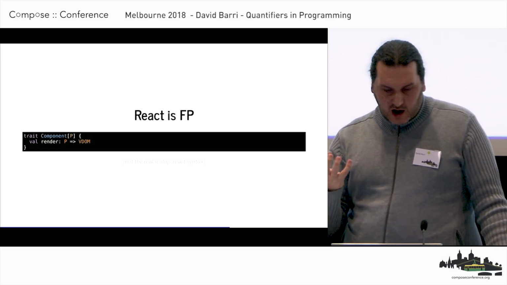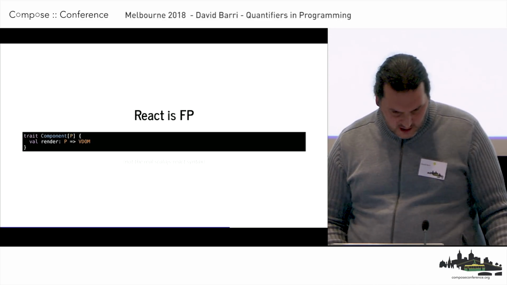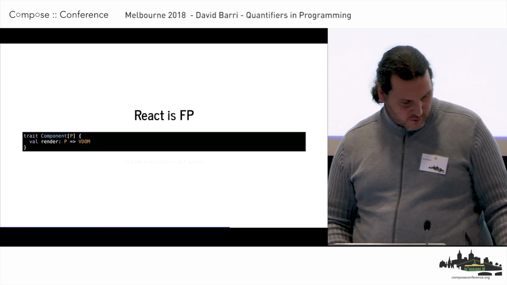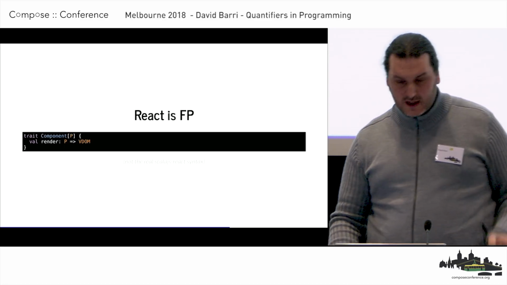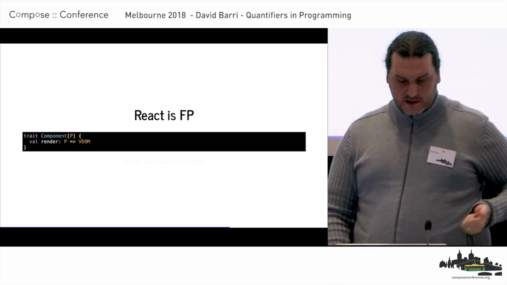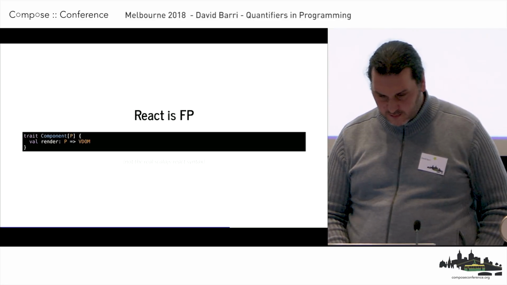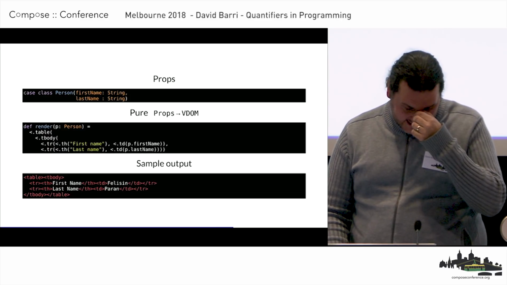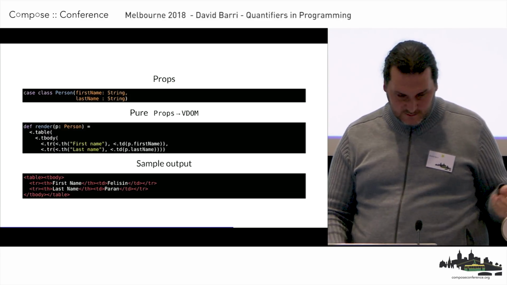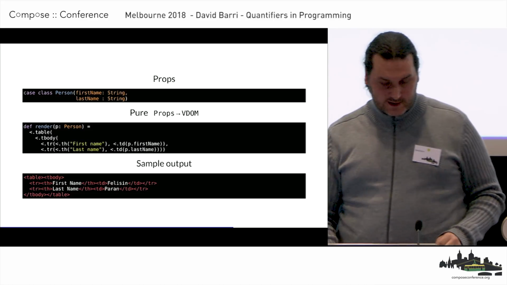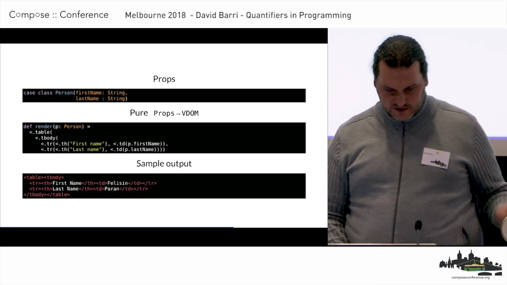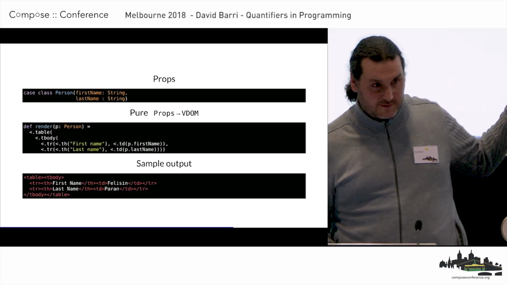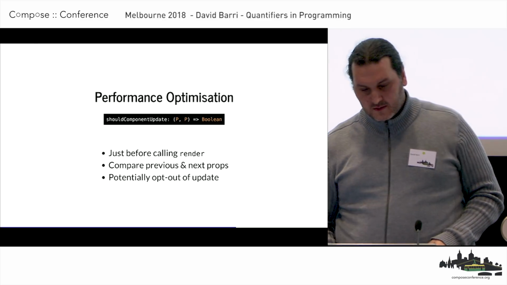So React at its heart is actually FP. So the way you use React is you create a component, which is like a UI widget. And what that'll do is have a type parameter P, which is props, and then a pure function from props to virtual DOM. So this is an example of that. Say our props in this case is a person class, which has a first name and last name. In the middle, there's our pure render function. We just take that P and generate some virtual DOM. And then when React's ready, it'll turn that into real DOM and real HTML like this.